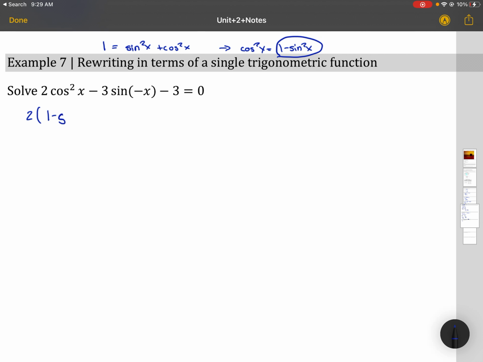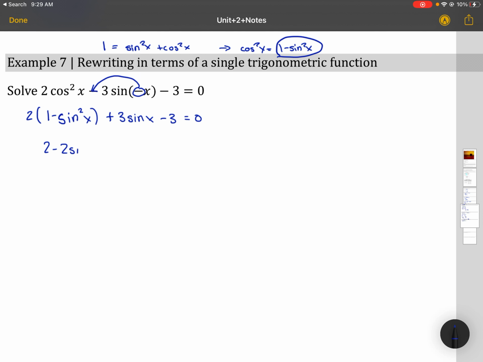So we're going to have 2 times 1 minus sine squared x minus, so you remember sine's an odd function, right? So the sine of negative x is going to be negative sine x. So we can turn this into plus 3 sine x. All we did was take this negative and multiply it here because sine's an odd function. And minus 3 is going to equal 0.